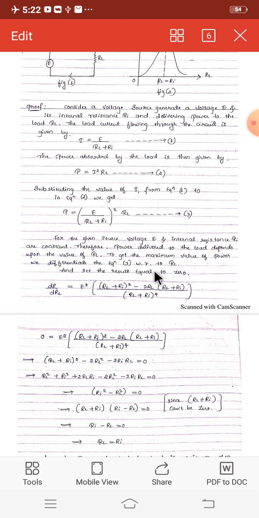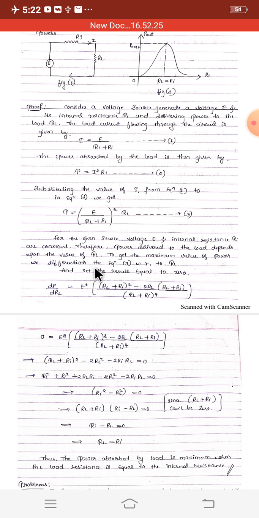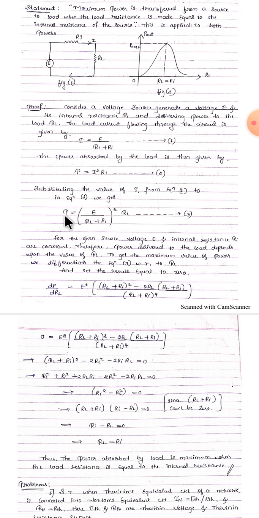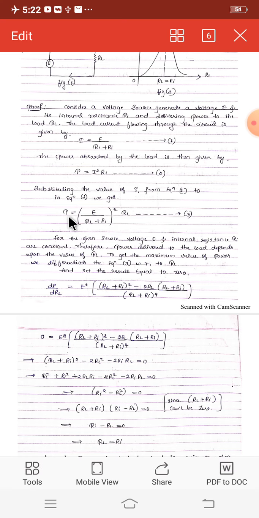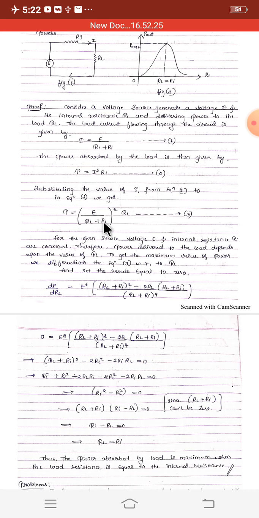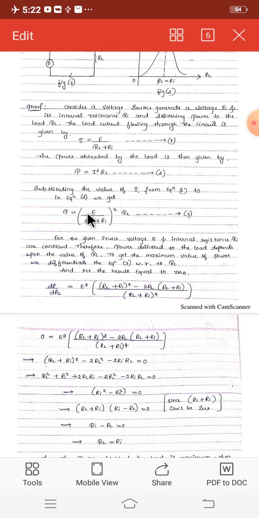To get the maximum value of power, we differentiate equation 1 with respect to RL. So, this is equation number 3. Differentiate this with respect to RL. P with respect to RL means dP by dRL. U by V is there. This is E square divided by (RL plus Ri) square into RL. Only E square is common here, here also common, so that's why I have taken E square as common.